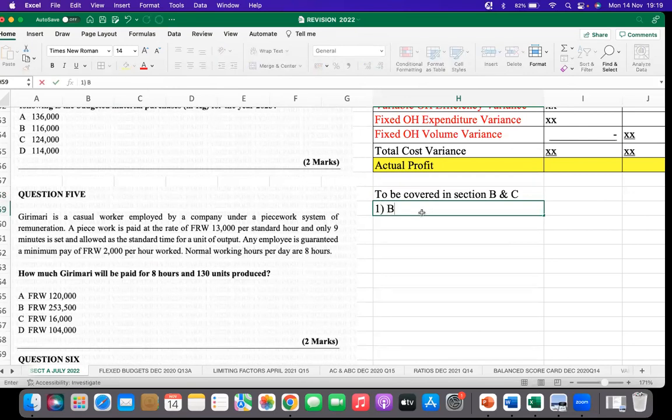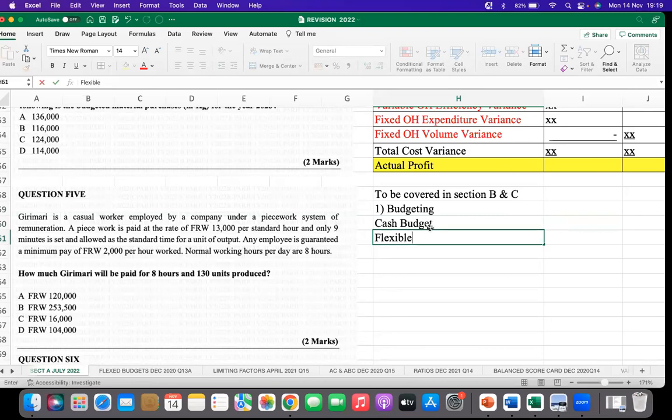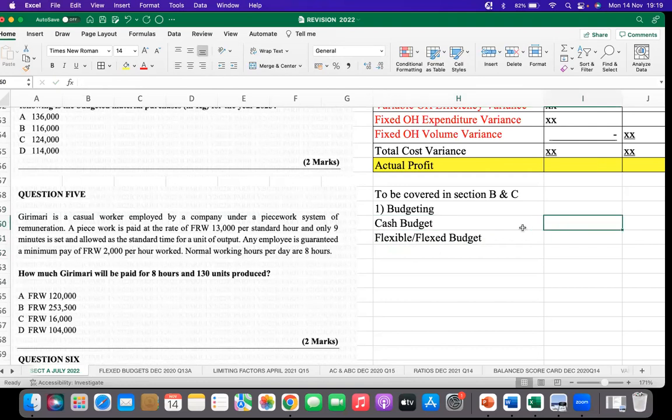We have said number one, budgeting. Now, in budgeting, what will I cover? I've said I'll cover cash budget. I will cover flexible budget, also called flexed budget. But in your case, I also want you to remember how to look at, okay, I'll explain that later on. So these are the ones I will cover.